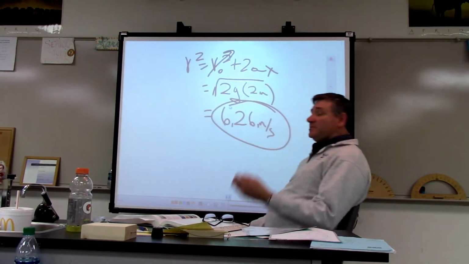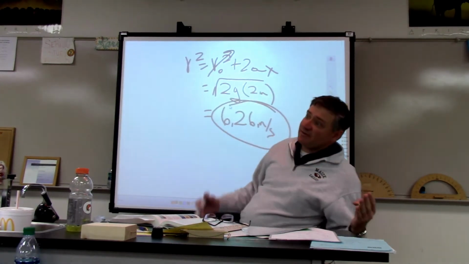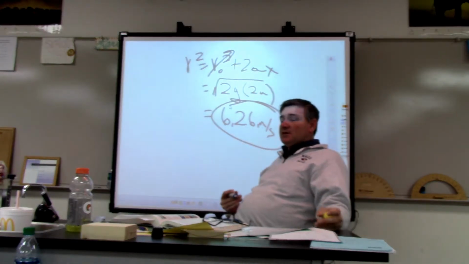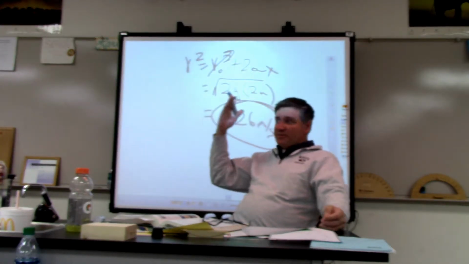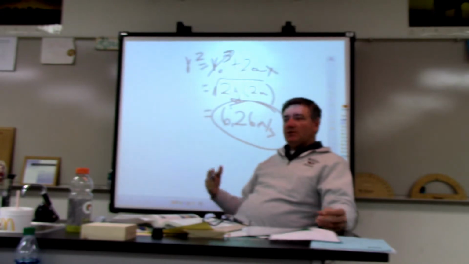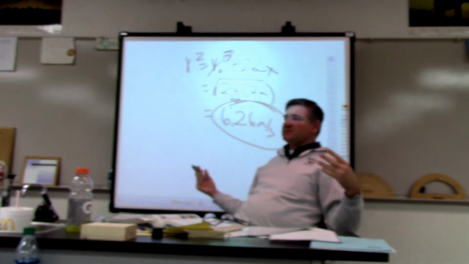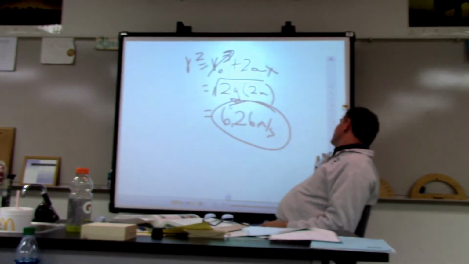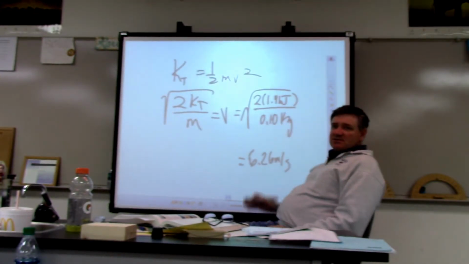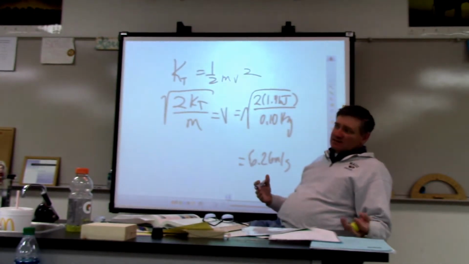So all I'm doing with the energy is just giving you a different way to view this problem. So if you go with the straight acceleration, you don't need the mass. It's just v squared equals v naught squared plus 2ax. But if you go with the energy standpoint, you're still going to get the exact same answer.